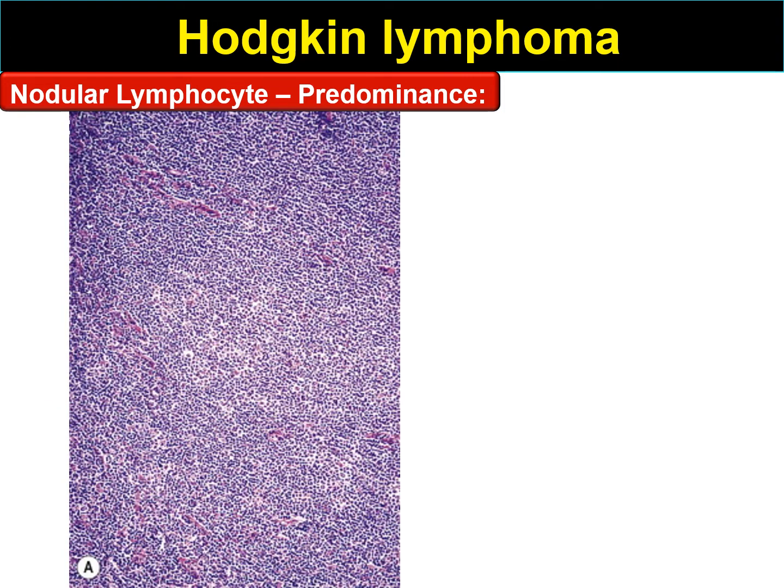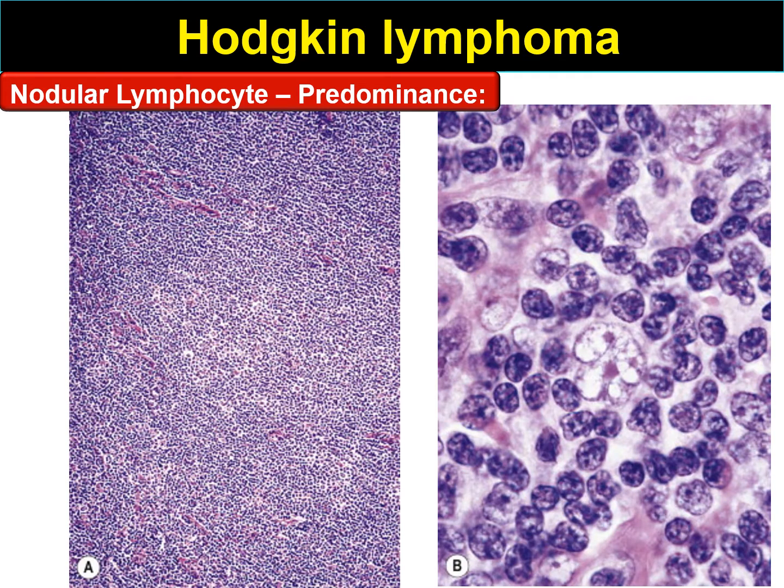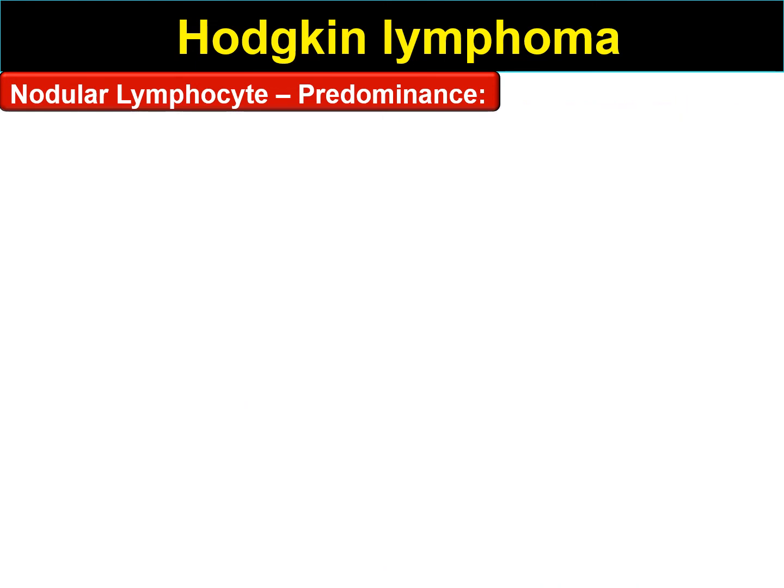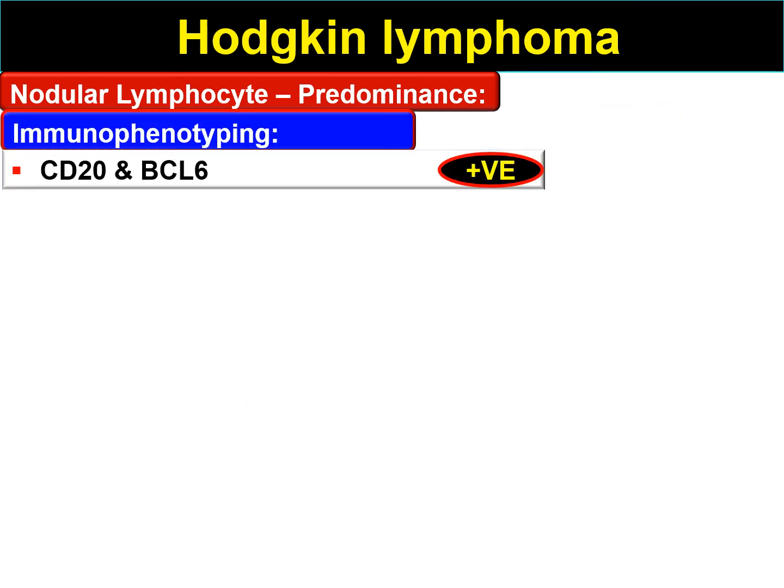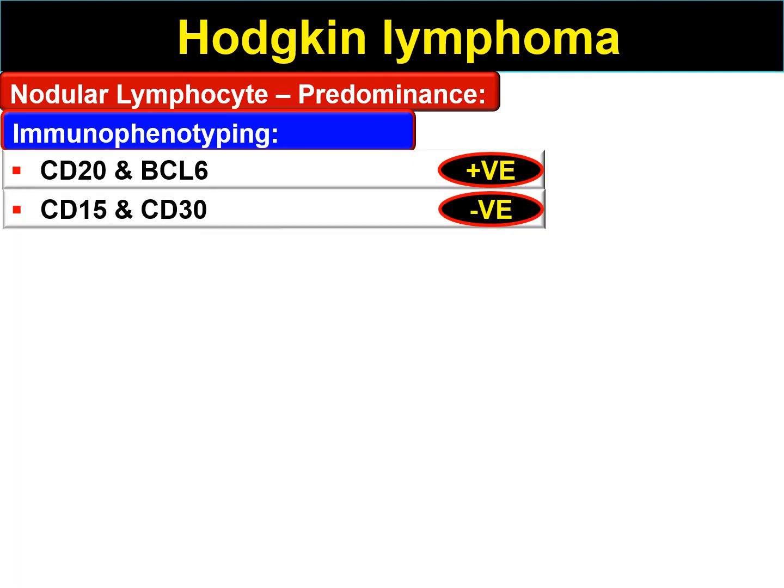The low power view is showing the mottled appearance of this lymph node, while on high power you can see that there is a presence of popcorn cells. So this is the LP variety of Reed-Sternberg cell, the lymphocyte and histiocyte predominance type of Reed-Sternberg cell. The nodular lymphocyte predominance type is positive for CD20 and BCL6, while negative for CD15 and CD30. The CD15 and CD30 were positive in the classical type.